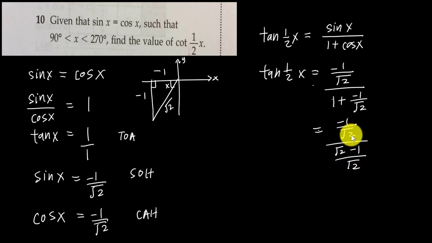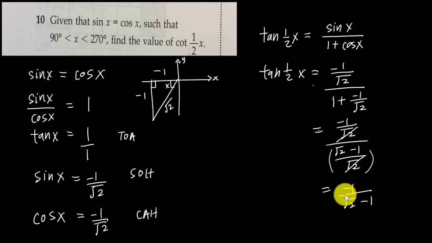Just imagine if I flip over this fraction at the denominator here, I can simplify both of them. I will multiply by square root 2 over square root 2 minus 1. This is the reason why I can just cancel them. Then I get my final answer: negative 1 over square root 2 minus 1.